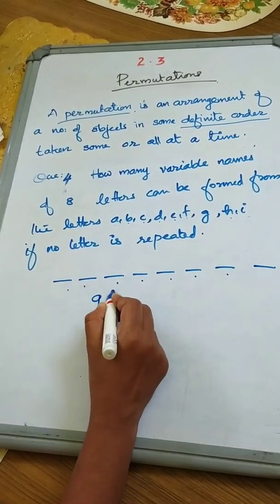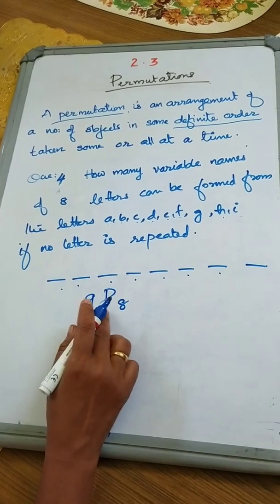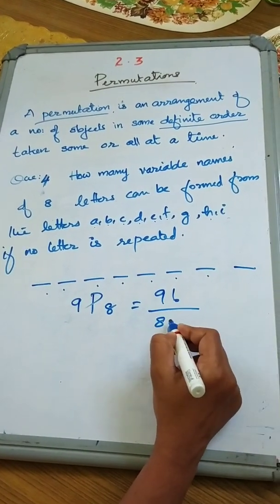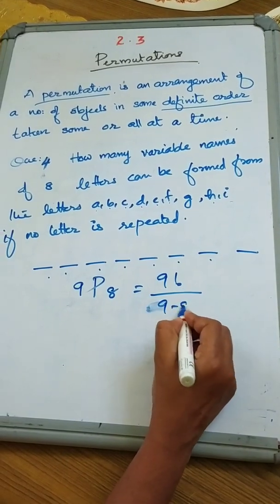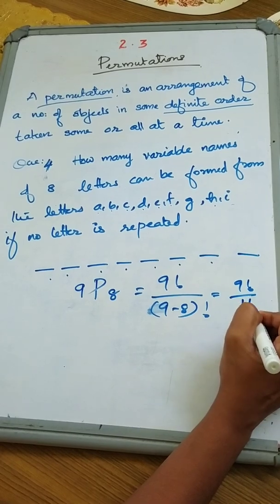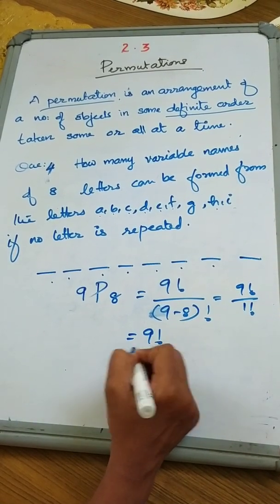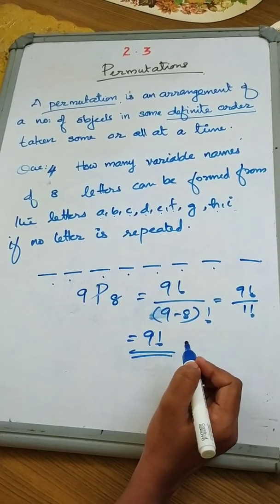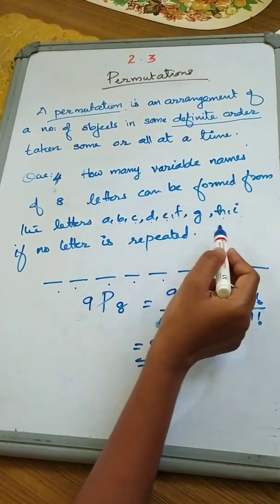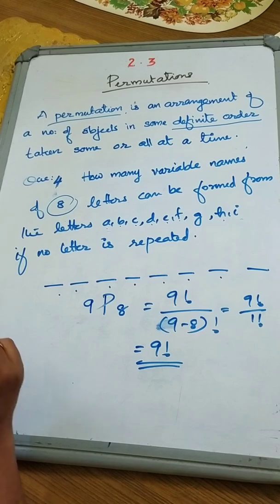Out of which we have to select 8 and arrange 8. So it can be done in 9P8 ways. What is 9P8? 9 factorial divided by (9 minus 8) factorial. That is 9 factorial divided by 1 factorial, which is 9 factorial. So we can have 9 factorial variable names with these letters A, B, C, D, E, F, G, H, I forming an 8 letter name.